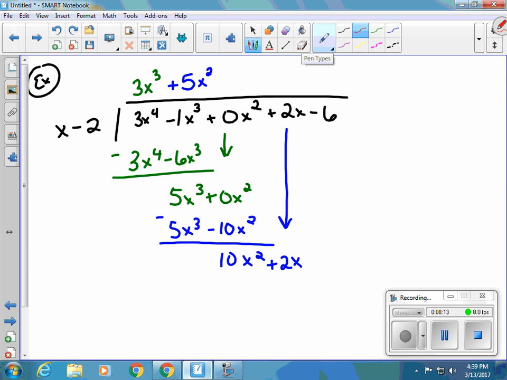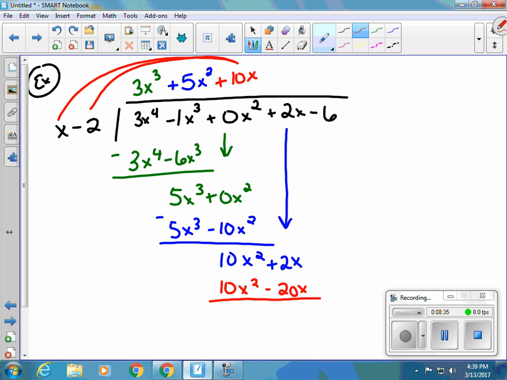So now I need 10x squared, so I'm going to have plus 10x. I'm going to go ahead and distribute. It won't always be a 1 out here as a 1x minus 2. It might have a number in front of it, just an FYI. So I've got 10x squared minus 20x. I'm going to subtract. I get 0 on the first part. 2 minus negative 20 gives me 22x, not 20. I'm going to drop down the 6.